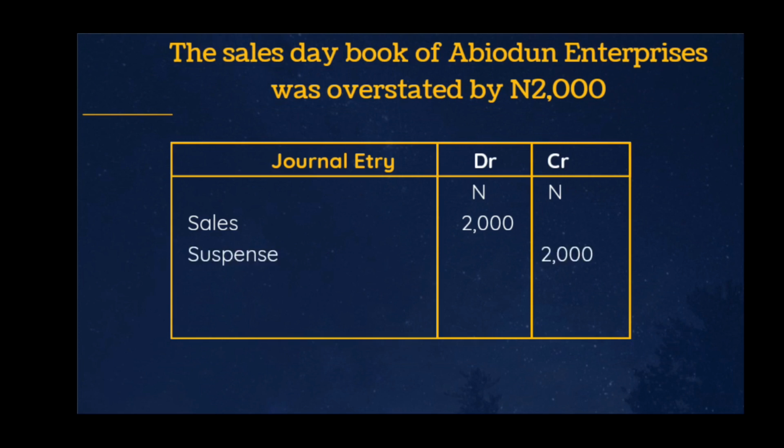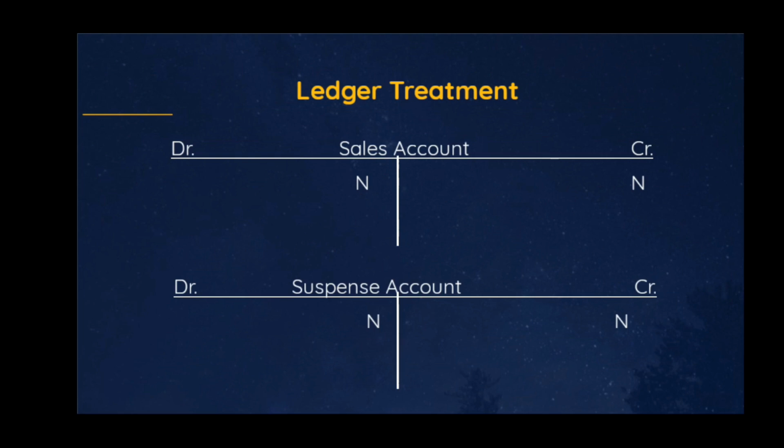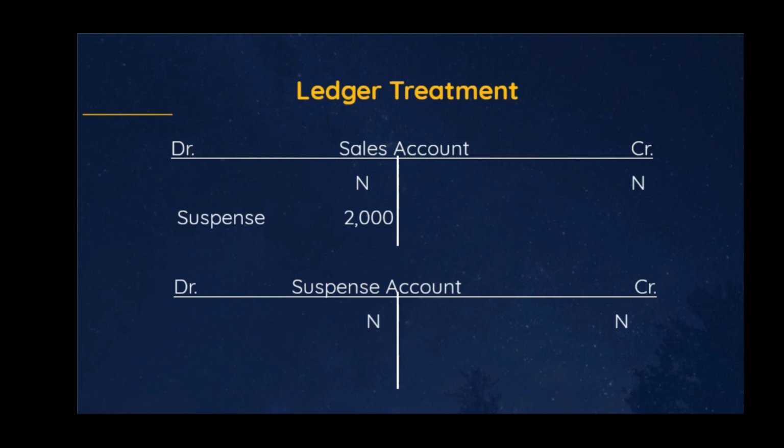What this is indicating is that in the ledger, by the time we are preparing the ledger, we are going to debit sales account with 2,000 naira, while the corresponding credit entry will go to the suspense account 2,000 naira. So now let's look at the ledger entry. We have sales account, then suspense account. The sales account is to be debited 2,000 naira, while the suspense account is to be credited 2,000 naira. That is the correction for the items.